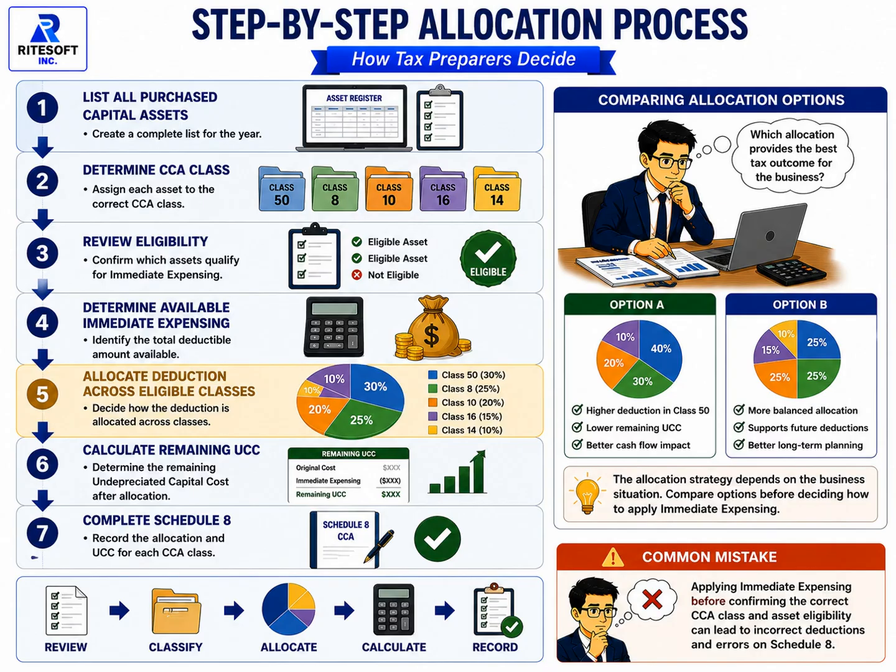The key lesson from this slide is simple. Professional tax preparers never begin with the deduction. They begin by reviewing the assets, confirming the correct CCA classes, verifying eligibility, carefully allocating immediate expensing across eligible classes, calculating the remaining UCC, and accurately recording the results on Schedule A.